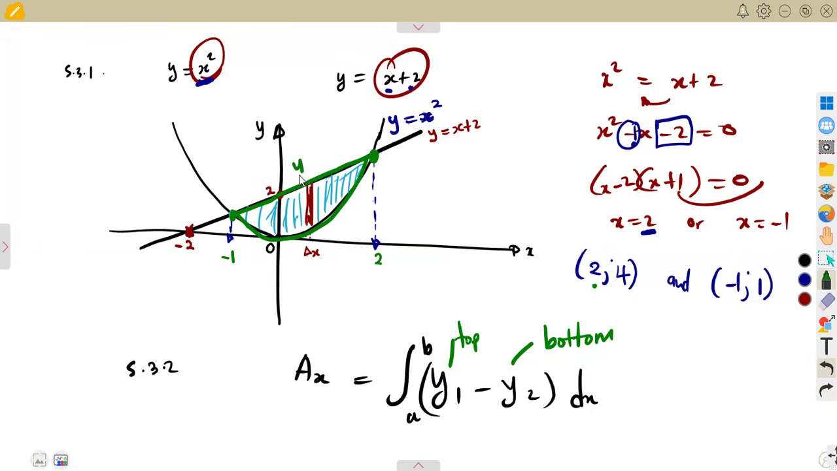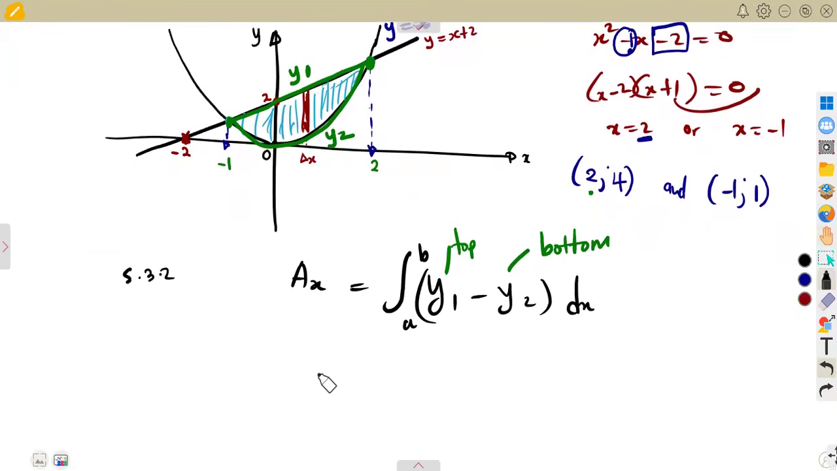So this means our y1 is the straight line. Our y2 is the parabola. So that is how you're going to have our area. Our area is going to be the integral. The limits are the points of intersection: x there is -1, the lower limit, and the upper limit at the point of intersection is 2.